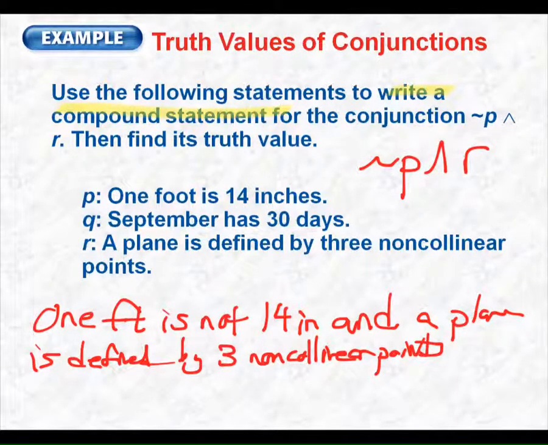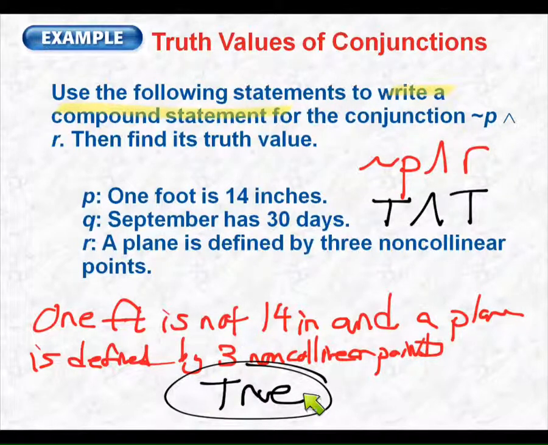So the negation of P itself, this part is true, and statement R is true. They're both true. 1 foot is not 14 inches, and a plane is defined by 3 points not on the same line. So the truth value of this whole statement would be true because both of these are true. This statement, not P and R, which we read as the negation of P and R, would be true because both statements are true.